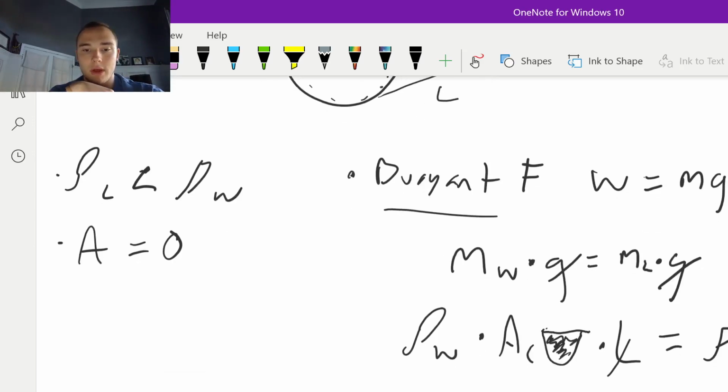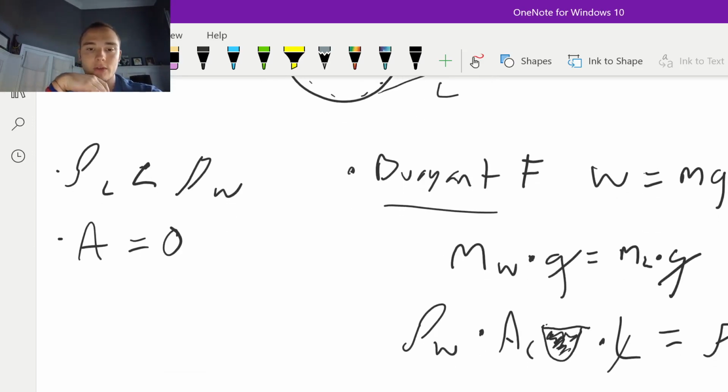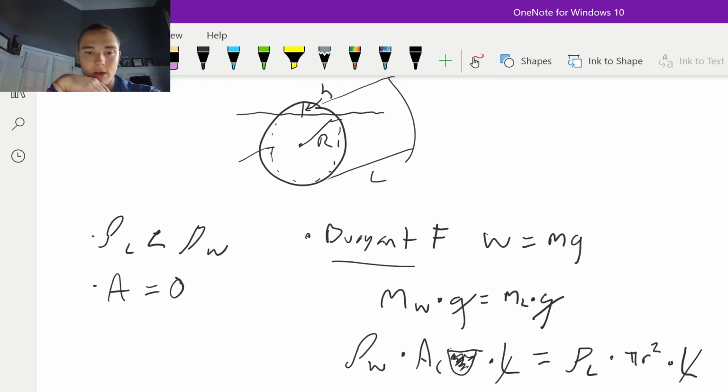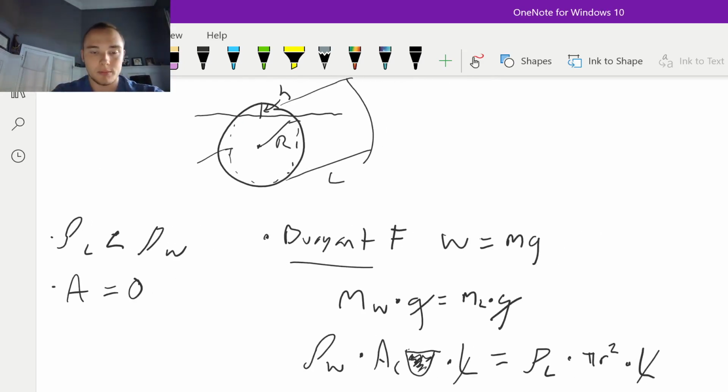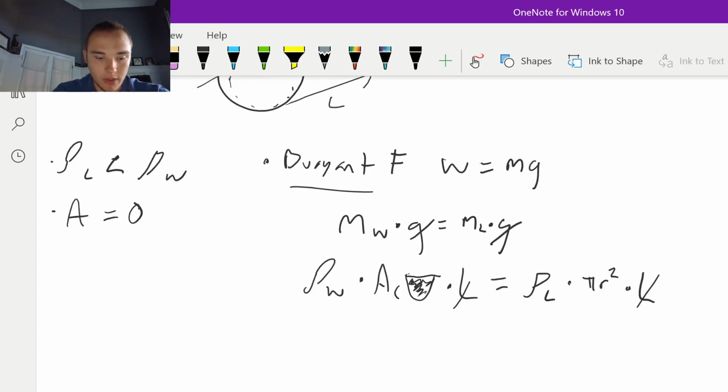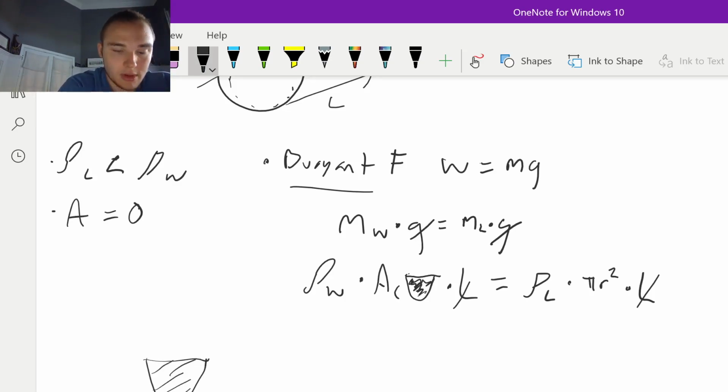And what we're going to want to do next is figure out how to find the cross-sectional area under the water level. So we can go ahead and do that next. We can split it up real quick, and we can say that the cross-sectional area right under the water level is equal to the area of the whole circle minus the area of this section above the water level.